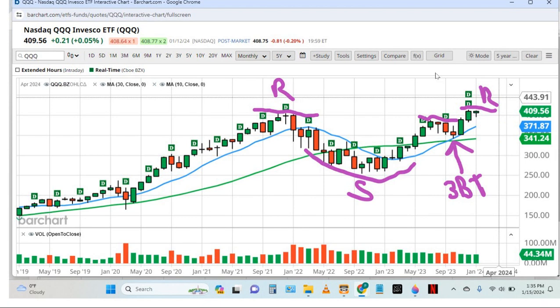NASDAQ represents 100 stocks that are more technology based. Again, we have this long rounded support on the bottom, and we had a resistance area. We had this buy setup 3-bar turn back in late 2023 and into November, December. And then here we've actually broken out over this line of resistance. I would say this is more bullish than the S&P 500, so that looks to be going in a positive direction for 2024.